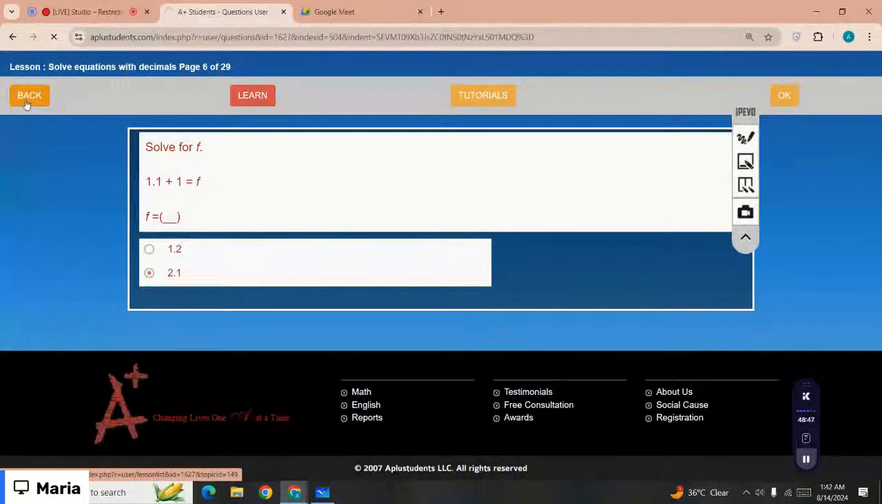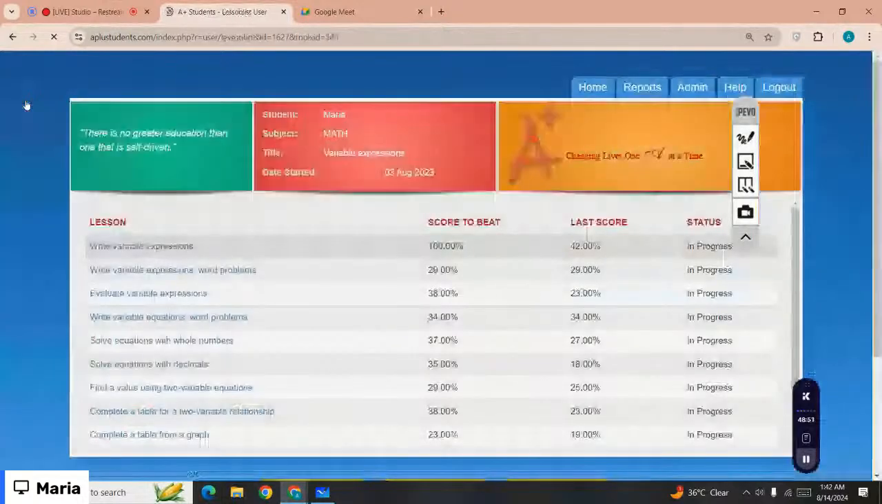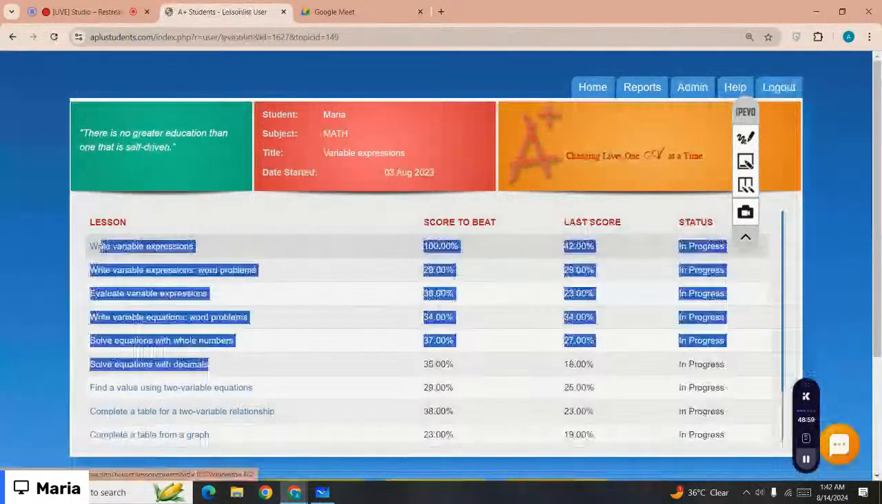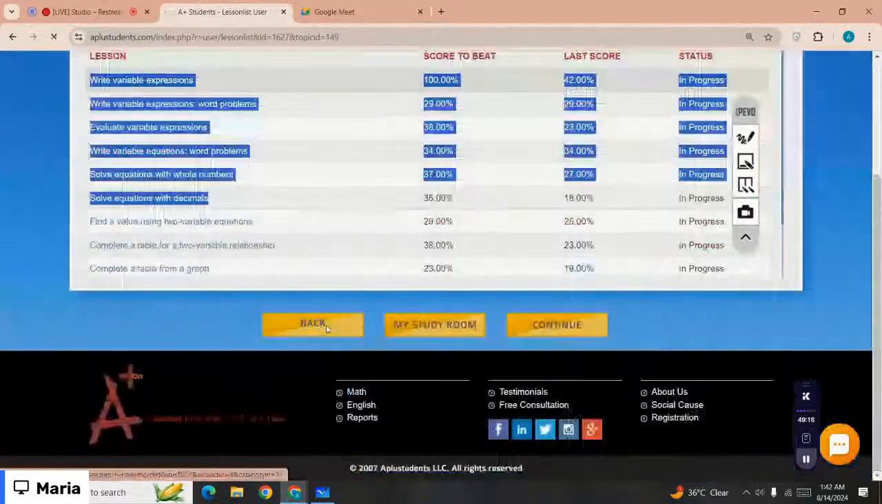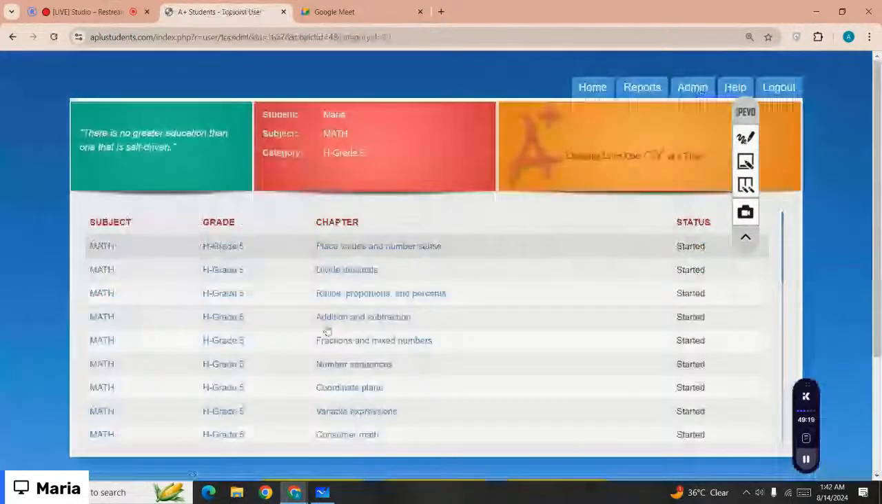So we were working on grade 5 math. The chapter we were working on is variable expressions. The lessons we have covered today are write variable expressions, evaluate variable expressions, solve equations with whole numbers and solve equations with decimals. So please make sure before the next session you can complete all the practice questions for the lessons.